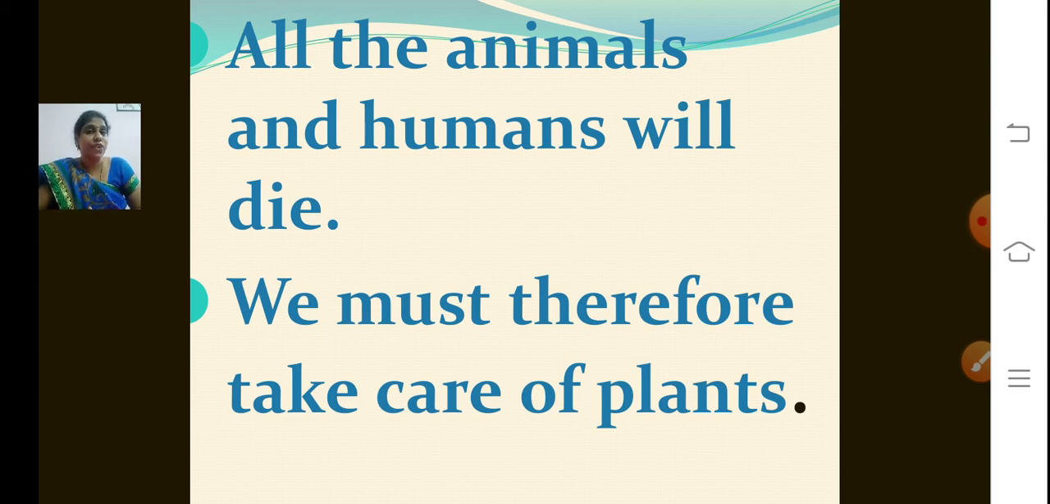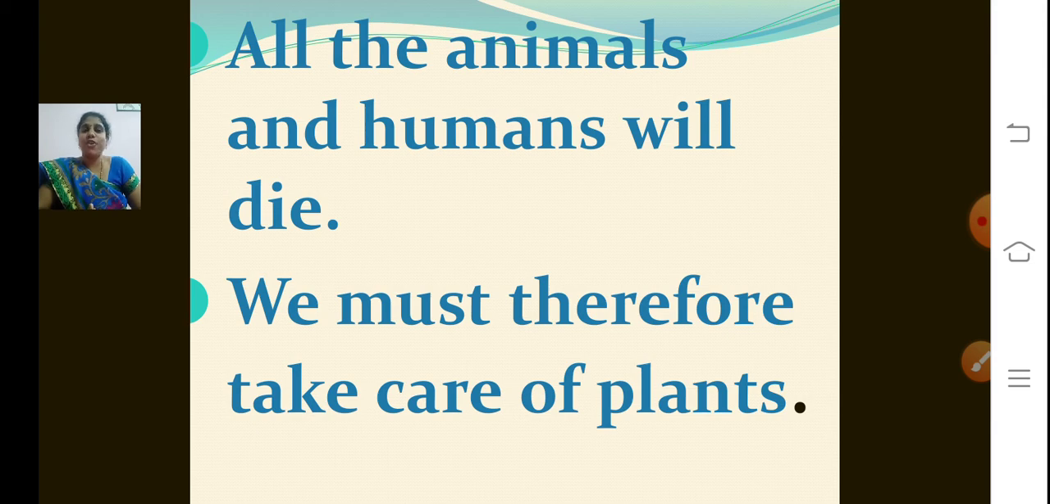So we must therefore take care of the plants. What do we have to do? We should take care of the plants. So what is your duty now? Just plant saplings at your home. Right, children? So now you should take care of your plants. Just water them daily. And you can have more medicinal plants also, like tulasi and mint. You can grow them at home, right? So plant saplings of tulasi. That is good for your health.